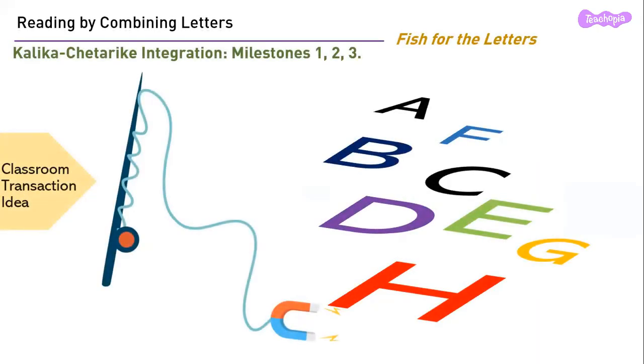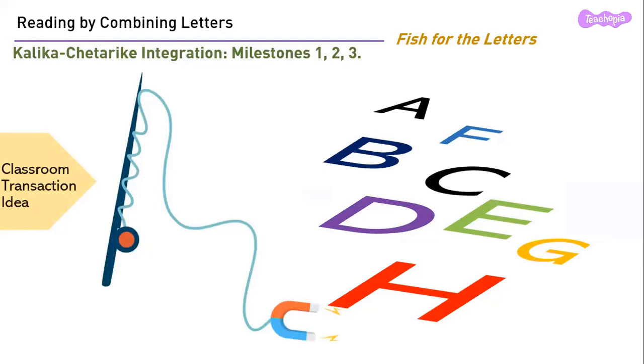Here, the learners build a fishing rod with a stick and a rope. The end of the rope is attached with a magnet. There are a set of letter cards or letter flash cards which can be cut out and created. A metal pin or a U-clip can be attached to each letter to make it magnetic.